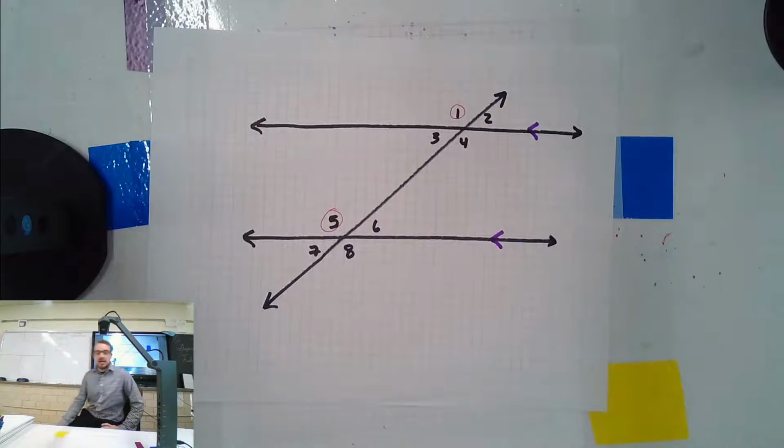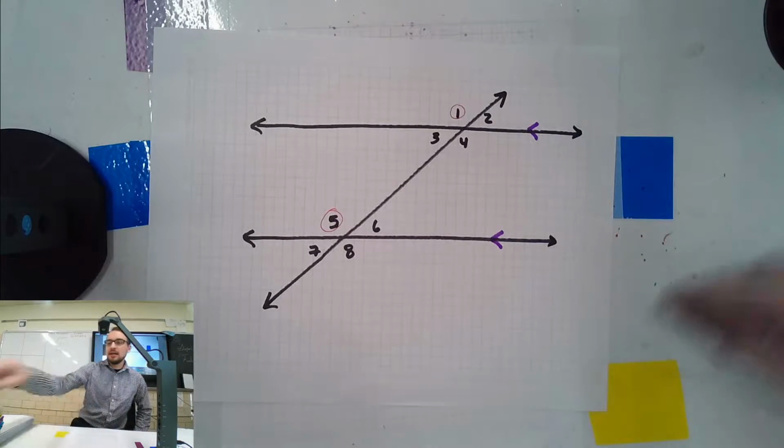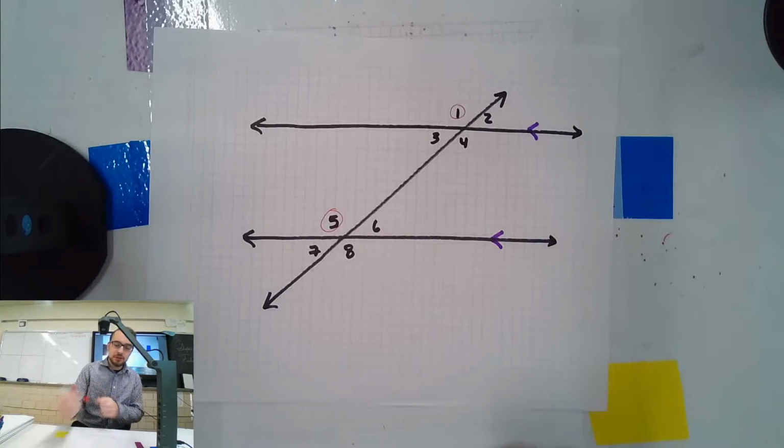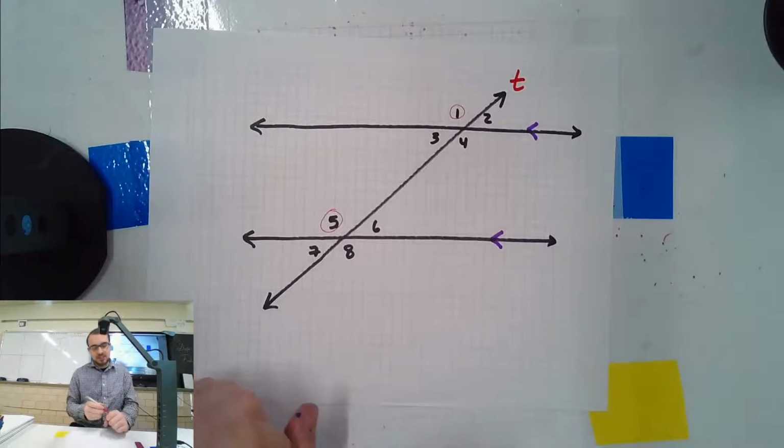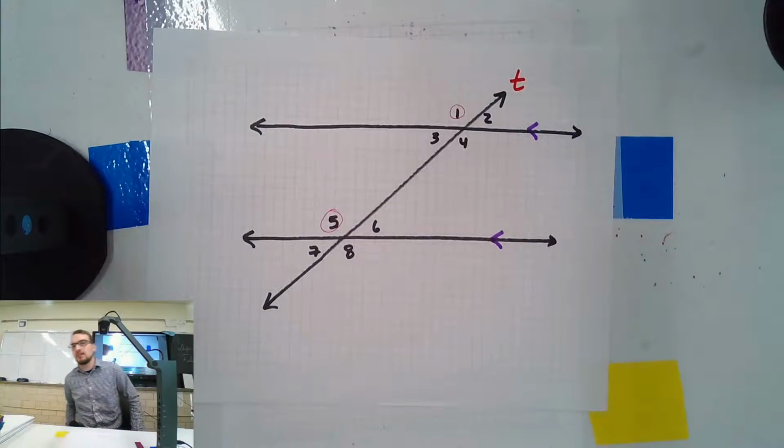We have 2 parallel lines being cut by another line. What do we call that line? Transversal. Sounds like a wrestling move, but it ain't. I circled angle 1 and 5. Angle 1 and 5 are examples of what kind of angles?